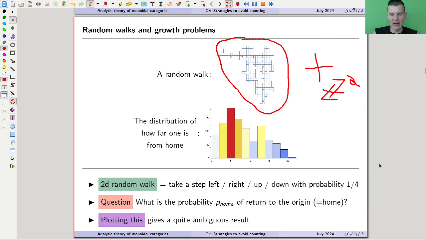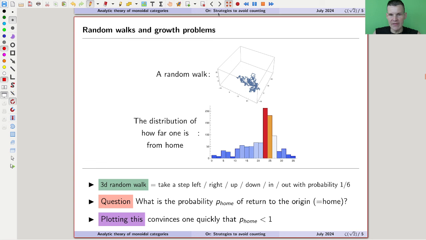Maybe this bump moves out. Not so clear. If you just do that without doing the calculation, you get an ambiguous result. I really can't tell. And if you do the 3D version, it's pretty clear if you draw the histogram. This will move out. The peak here, after a certain number of steps, is already so far out. So this clearly shows that the probability of coming home is smaller than 1.